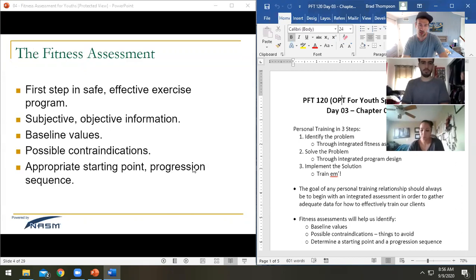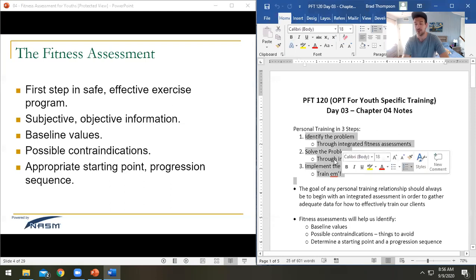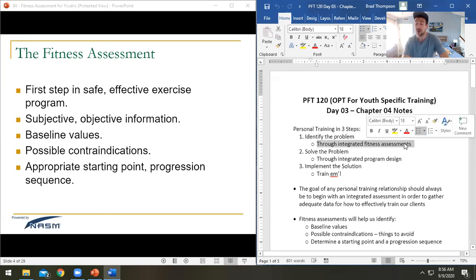So when we were talking about fitness assessments, before we dive into it here, I just want to review my favorite thing, which is personal training in 3 steps. I know I harp on this all the time, but if you can just remember this vision, this is your job, this is your career. Our job is to go through these 3 main steps here, right? The first one is to identify whatever problem it is, right? And that's really what we're doing through an integrated fitness assessment.